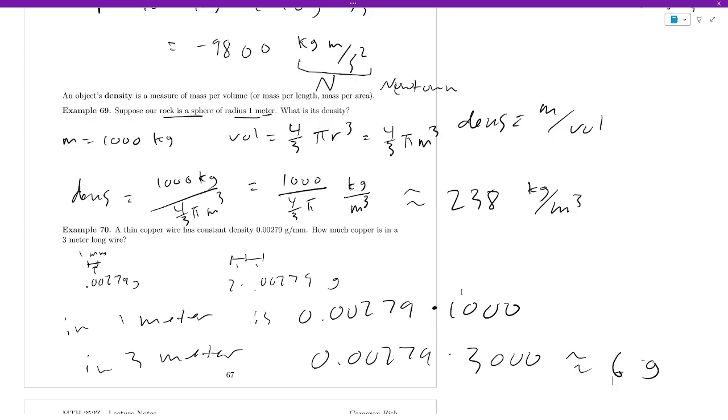So in real life, the density is typically not a constant, unless it's a pure factory product or something, right? Usually it's not a constant, and it would still be cool to figure out what the total mass is, right?